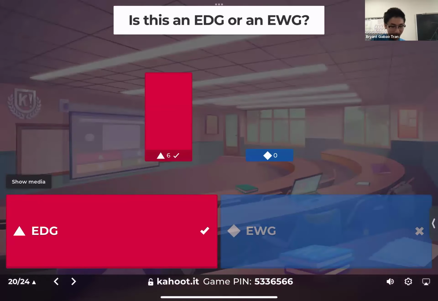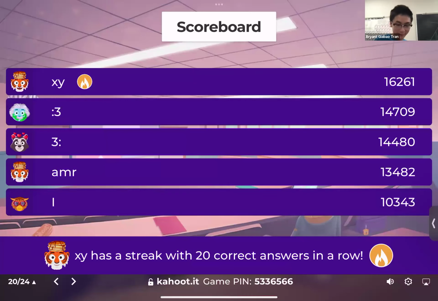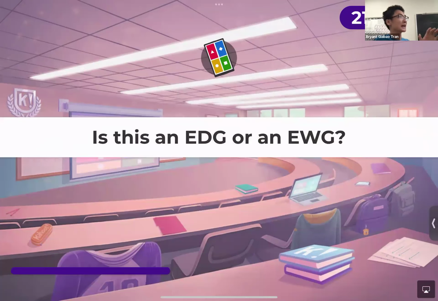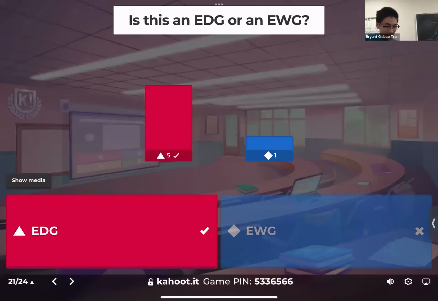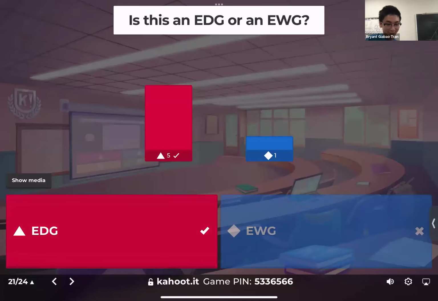Nice. The oxygen is the one directly attached to the benzene ring. Some people might think it's an EWG because they see the carbonyl, the carbon double bonded to oxygen, but that's not the one directly attached to the ring. We always look at the one directly attached to the ring. Nice. And our group is EDG. It's a weak EDG. Any random R group, isopropyl, methyl, ethyl, is EDG.